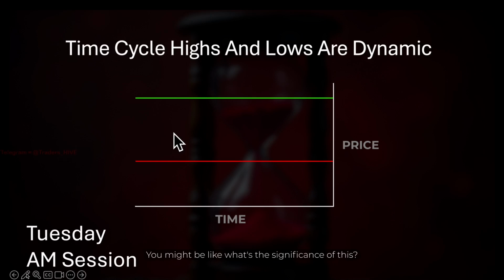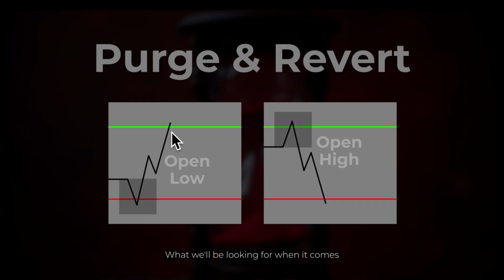You might be like, what is the significance of this? Well, the significance is that you can see the engineering of liquidity taking place around different levels. Keep this in mind moving forward. What we'll be looking for when it comes to time cycles is mainly the following. We will be looking at a purge and revert taking place, where if bullish, we are going to look for an open low, where the market is going to open low, taking out sell-side liquidity resting below the previous cycle low, followed by a reversal higher to draw towards the previous cycle high. This takes place in bullish markets.